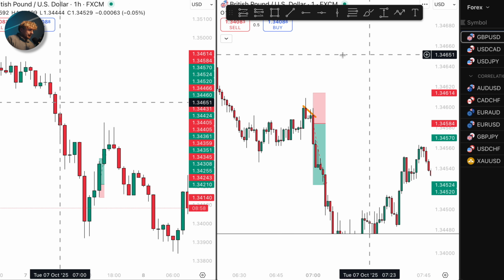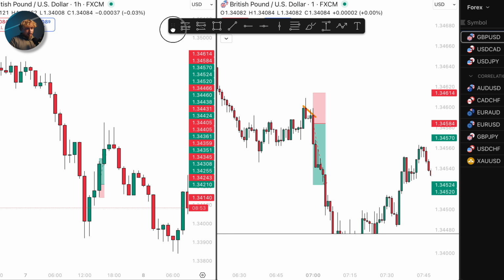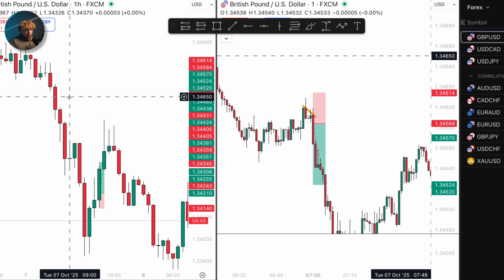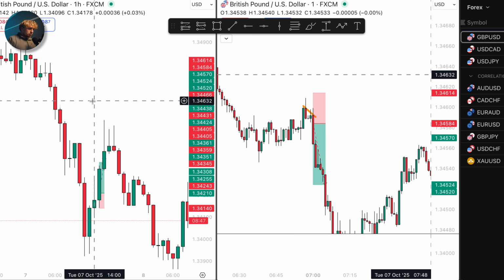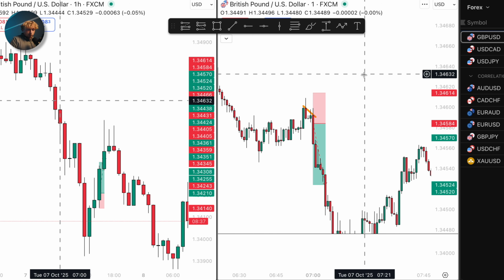So all we are looking at here on TradingView is a split screen view of the hourly chart on the left and then the 1 minute chart on the right. I'm sure a lot of you know this by now, but I like to trade using the previous hourly candle, which gives us our direction and our bias. And then the 1 minute chart is when we are looking for entries.